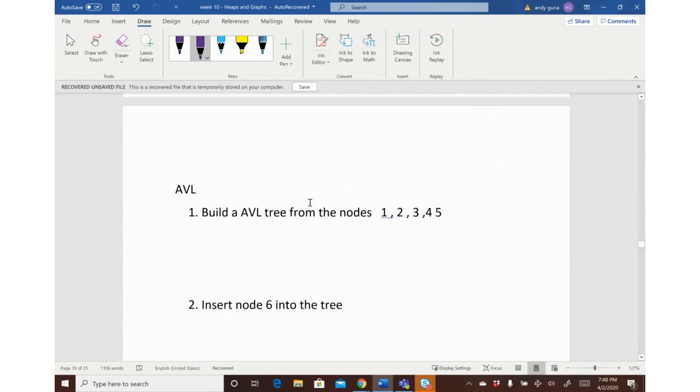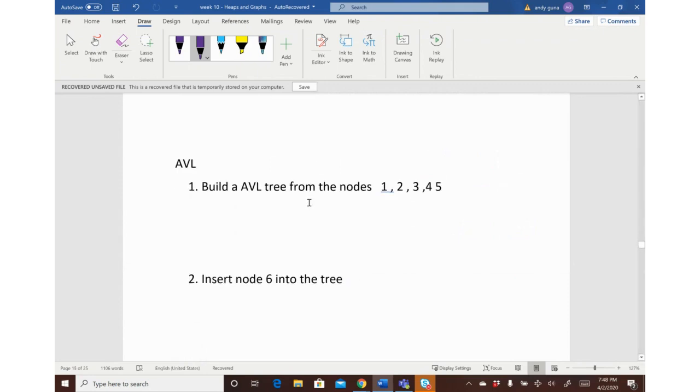Okay, finally, let's talk about the AVL trees, since you're going to get a problem from that. This one says build an AVL tree from the nodes 1, 2. Let me remind you that there are a few things you need to know about AVL trees.